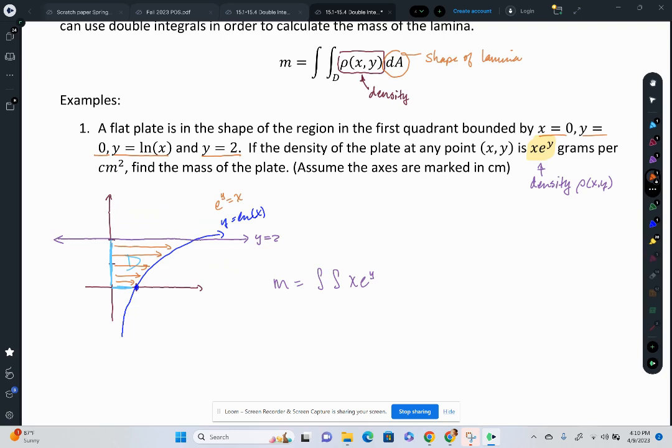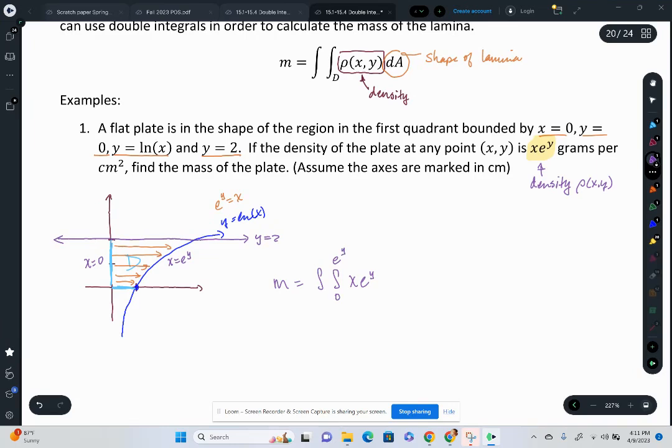If I try to do a type 1 region, what's going to happen is I have two bottoms. I have the part of the x-axis down here, that's our y equals 0, but then I also have this part that's y equals ln of x, which is actually counting as a bottom. So I'd have to use two integrals to evaluate this, and I really don't want to do that. So I'm going to make this type 2, and that means our inner integral will be x bounds. We're going to go from x equals 0 to x equals e to the y.